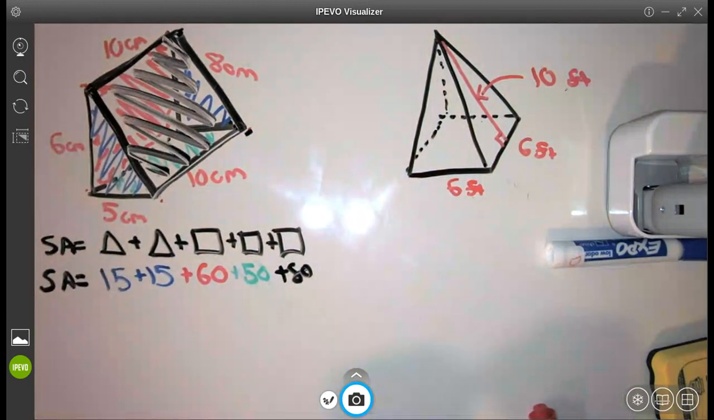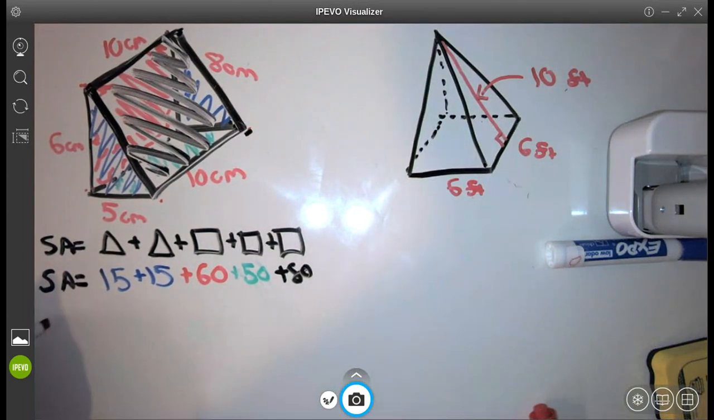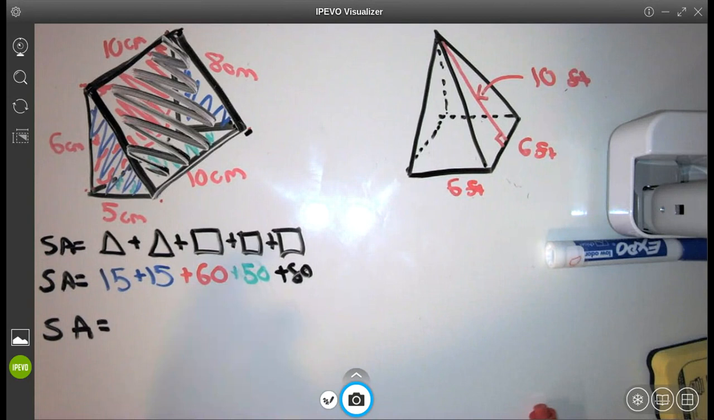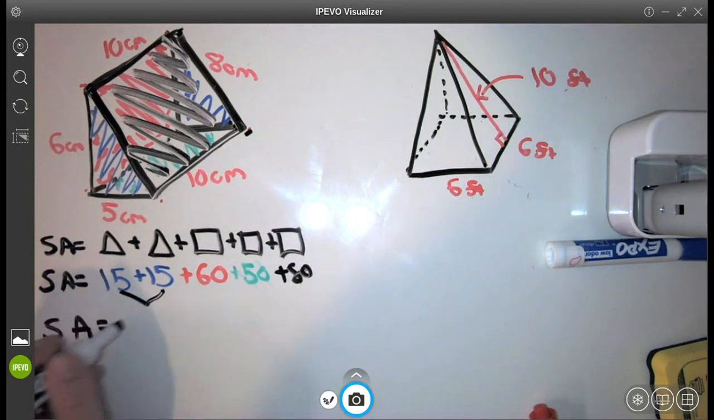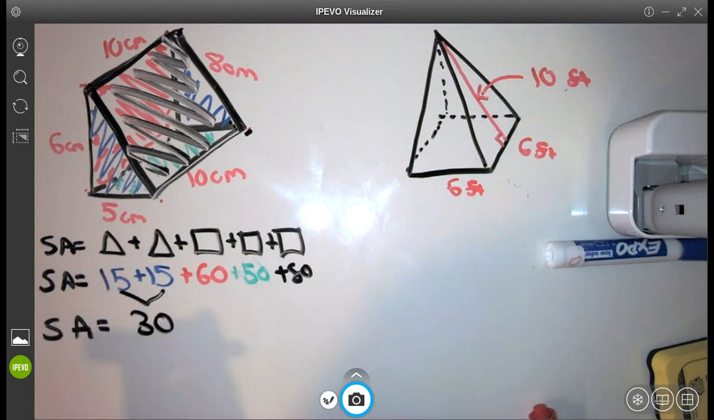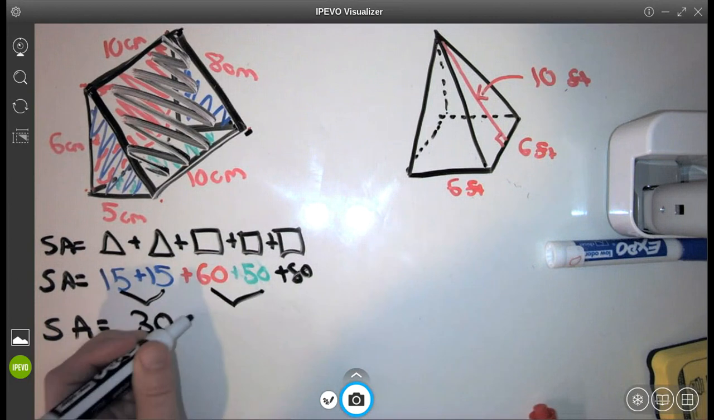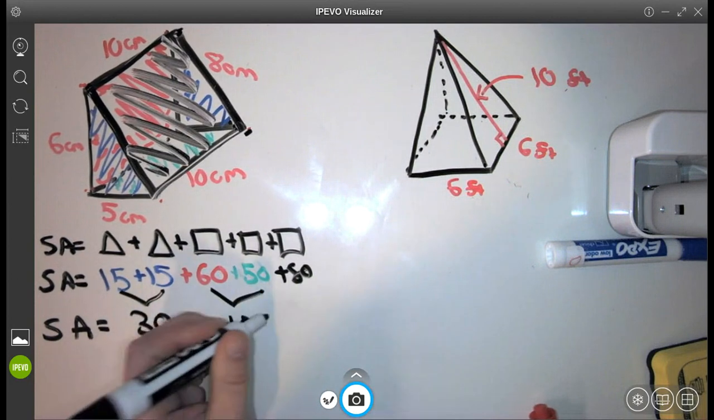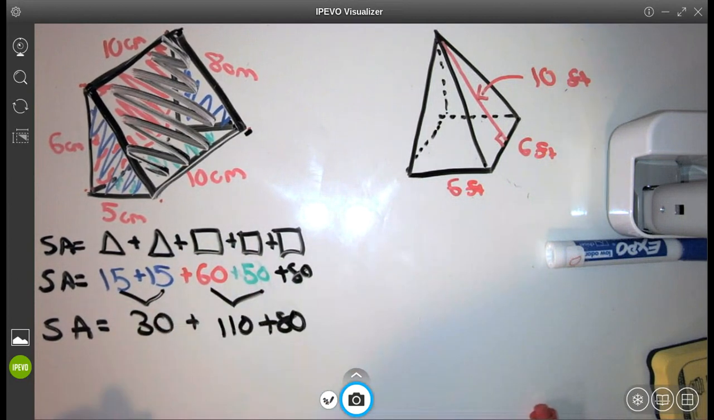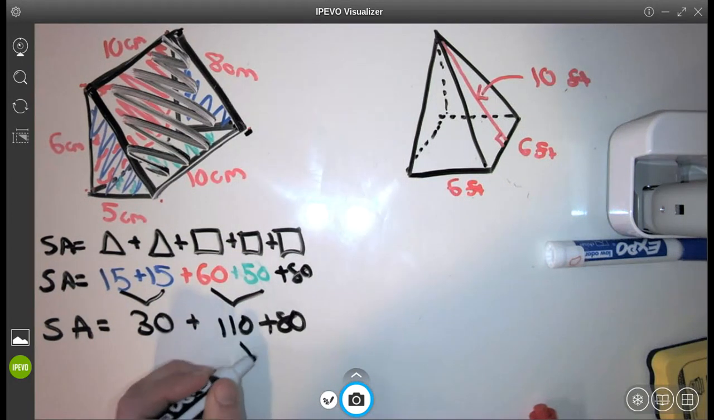So now we found the area of each face, and we can add it all together. Some people like to add this together mentally, or add compatible numbers. If I was doing this, I'd say, okay, 15 plus 15 is 30. Then you can add maybe 60 plus 50, which is 110, then plus 80. I know that 110 plus 80 is 190.